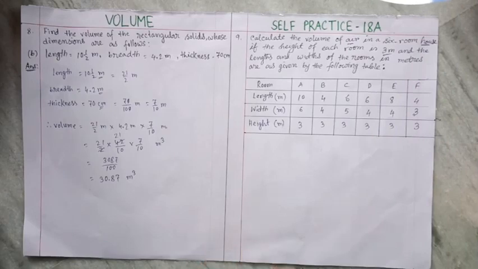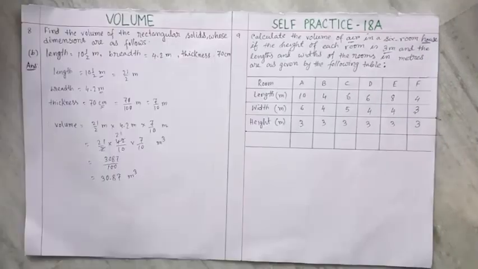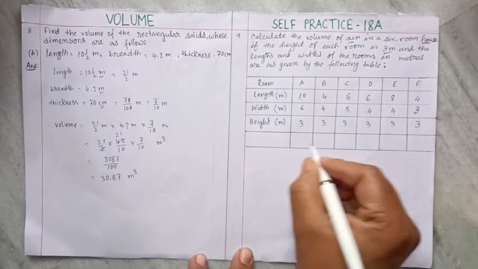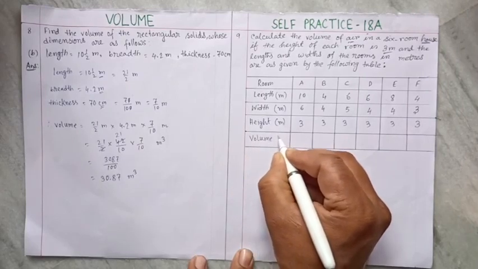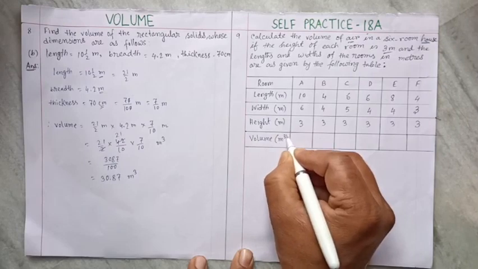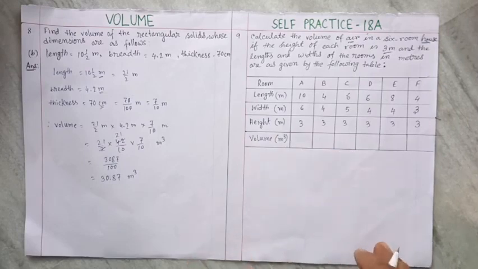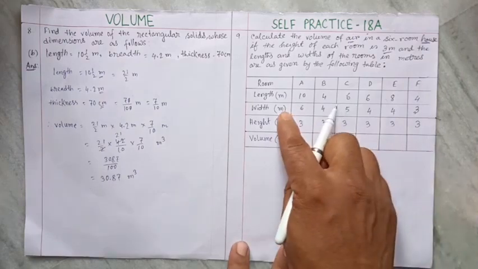Is it clear? Draw another table and write here volume. The unit will be meter cube. Volume of air means you have to find the volume of the room, because the air inside the room is the volume of the room. So just imagine the room is like a cuboid. Here length is given, width given, height given.